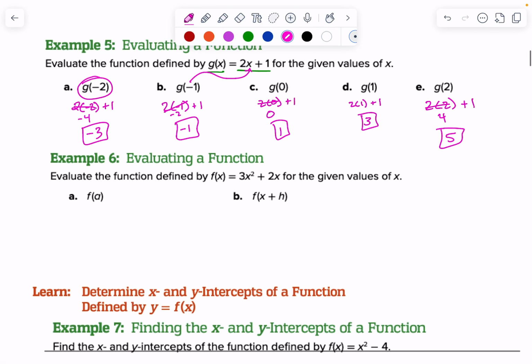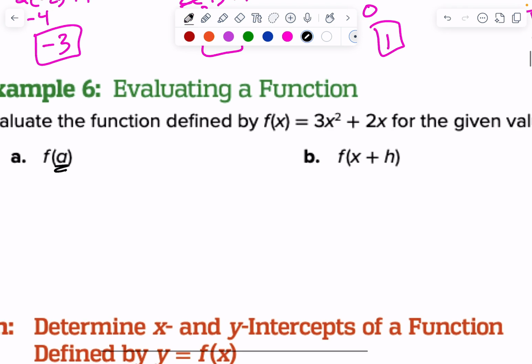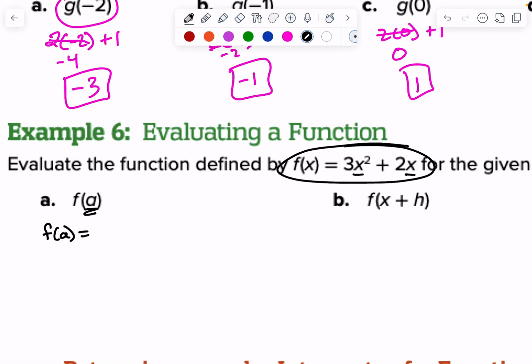Okay. Now, they make it a little bit harder in example 6 because they do this to us. Like, let's say f of a. Well, if f of 2 meant you plug 2 in, f of a means you plug a in. Now, there's another thing here. This function has 2 x's, so which one do I plug in for? Both of them. F of a is going to look like 3 times a squared plus 2 times a, right?